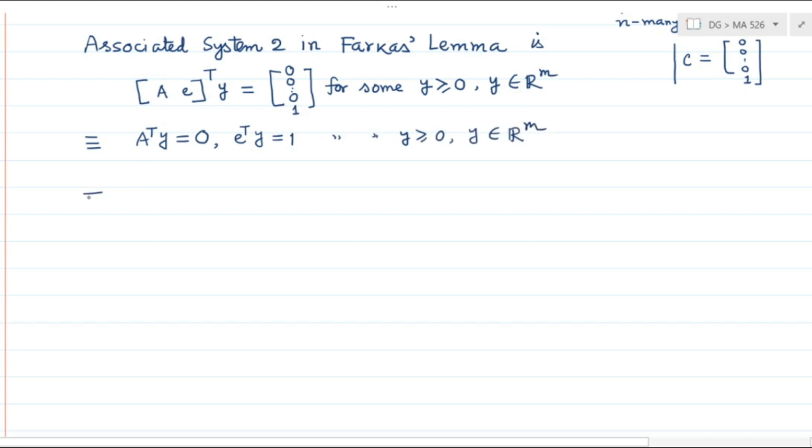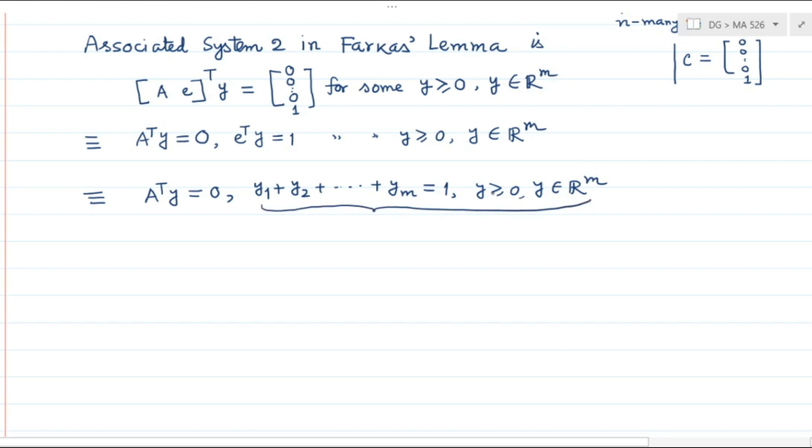right? And this is equivalent to A transpose y is equal to 0 and E transpose y, this will give you y1 plus y2 plus till ym is equal to 1 and y greater than or equal to 0 for some y in Rm. Now we note that this condition, that the addition of the components is equal to 1 and all the components of y are greater than or equal to 0, eventually says that this is equivalent to y greater than or equal to 0 and y cannot be a null vector. Fine, y belonging to Rn.